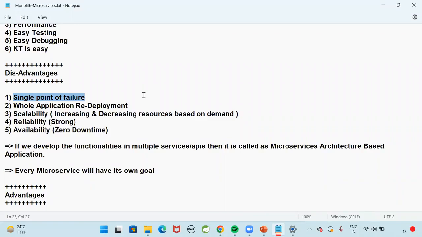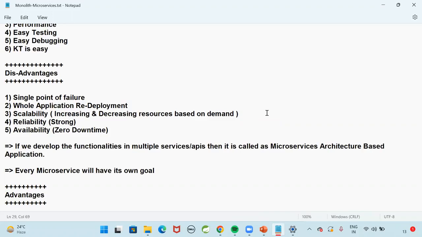And when we make a small change in the project, then the whole application should be redeployed. As the entire application will be running in a single server, when more requests come to the application, scalability will become a problem. Because when the traffic is increasing, we need to increase the servers. When the traffic is decreasing, we need to decrease the servers. So that will become a problem.